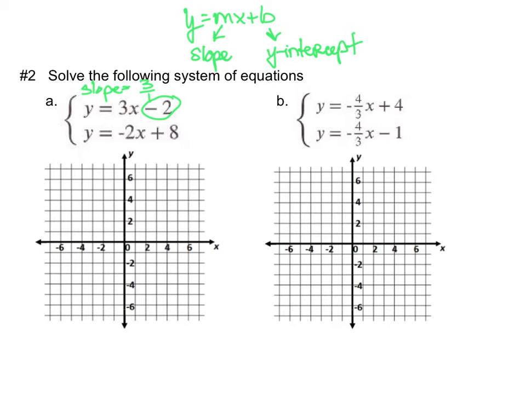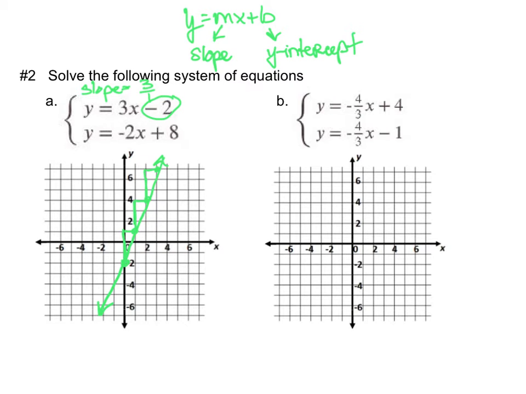We're going to start at -2 on the graph. We're going to put a point there. Then we're going to do a slope triangle of 3 over 1. 3 over 1, 3 over 1. And we're going to graph those together.